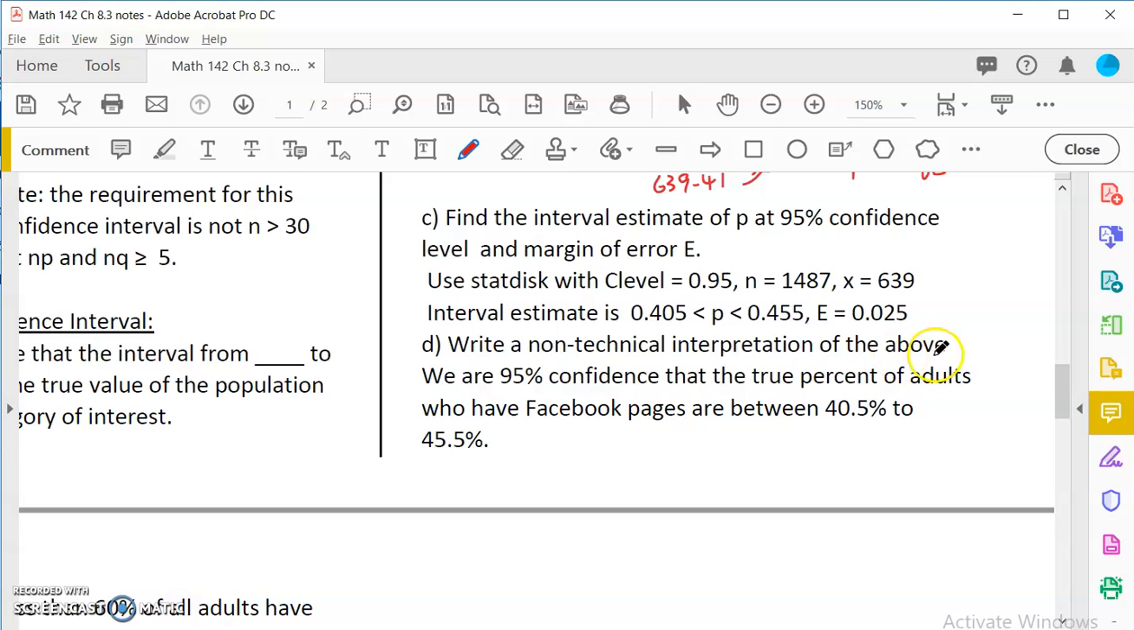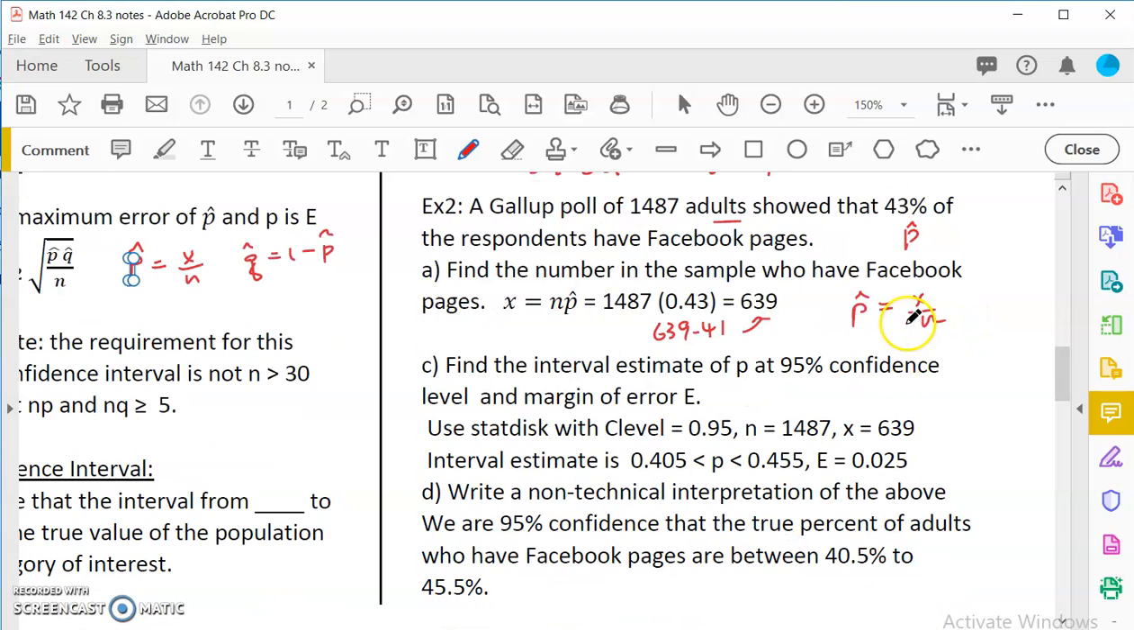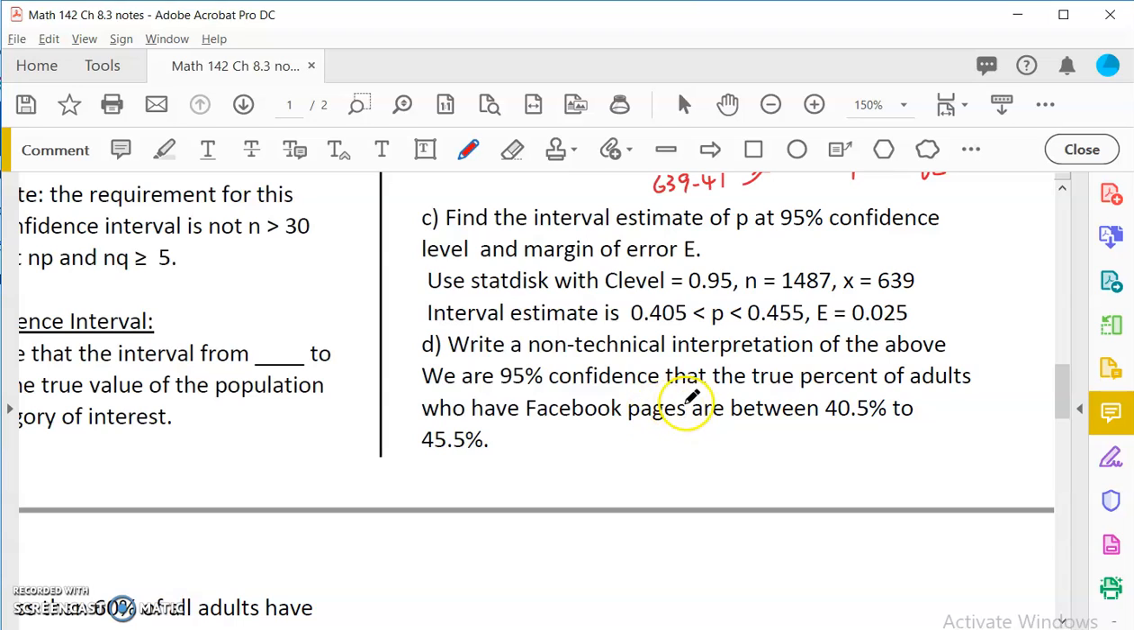Right, for a non-technical interpretation, we will say we are 95% confident that the true percent of adults who have Facebook pages is between 40 to 45%. Okay, so this is the real one. We don't know what it is because p-hat is not always 43%. The one that you have is 43%, but we think the real percentage is between 40 to 45.